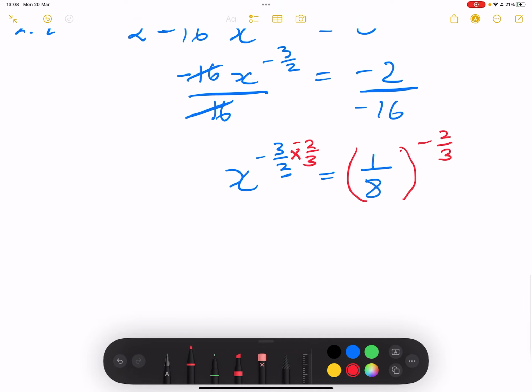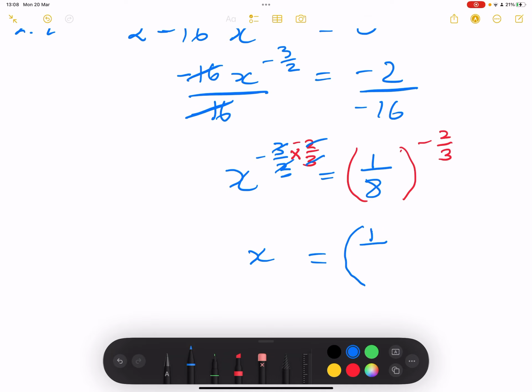So now, what does this become? Remember, this guy will cancel that, that will cancel that. Negative times negative is positive, so I'm left with x here. So let's express 1 over 8 in this case.